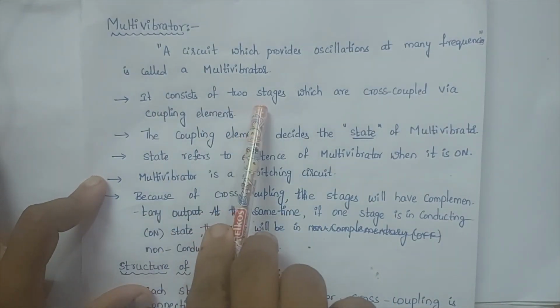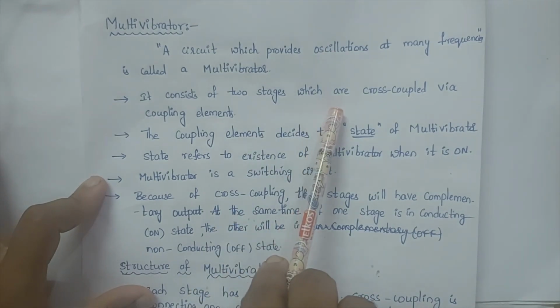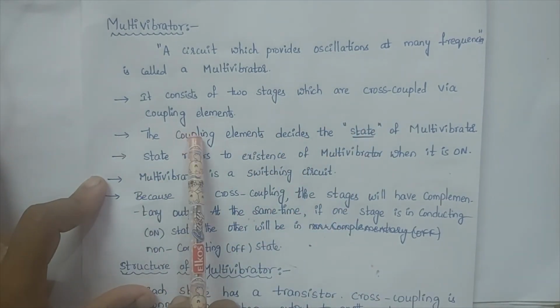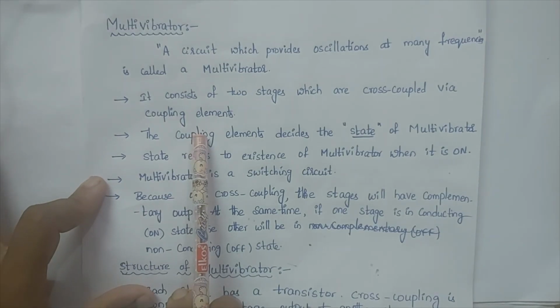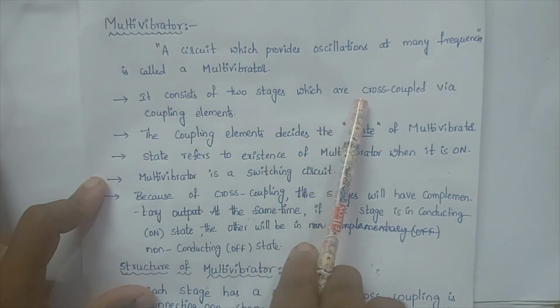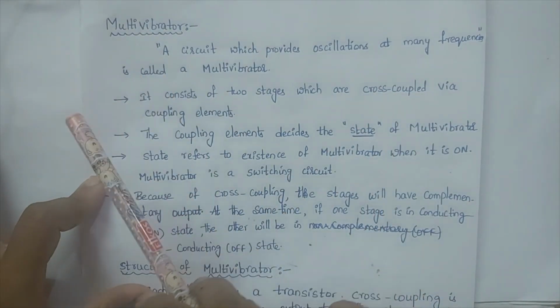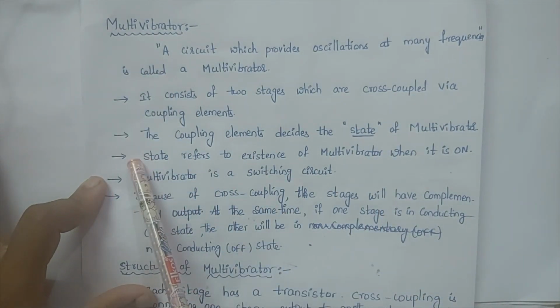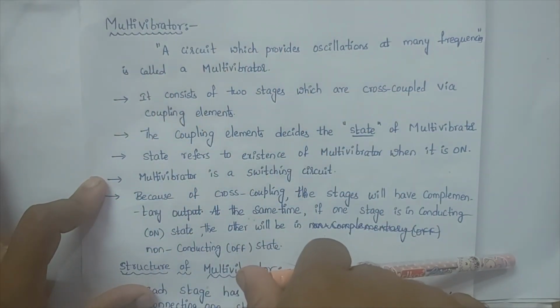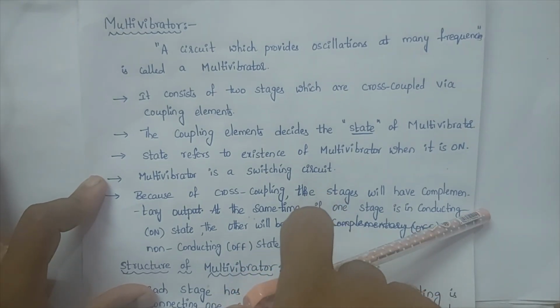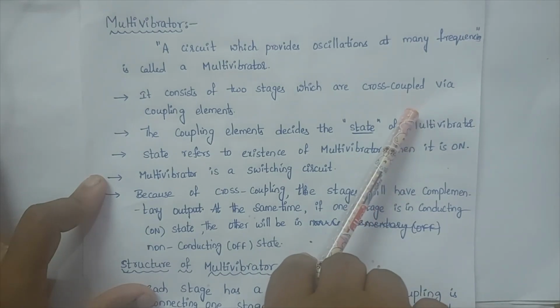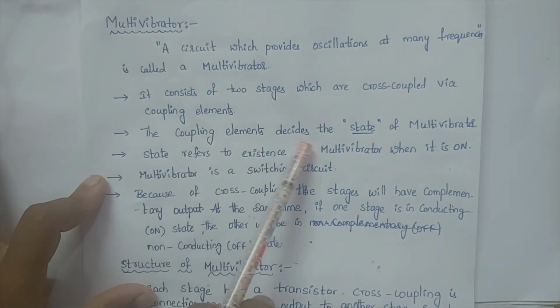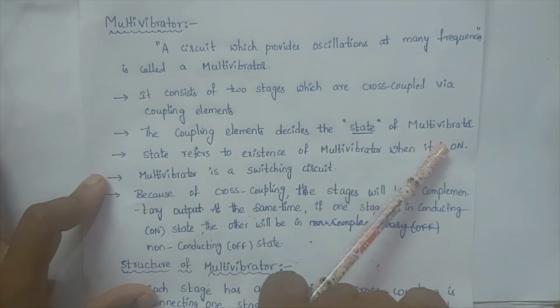It consists of two stages which are cross coupled via coupling elements. So in multivibrators there will be two stages which are cross coupled. Cross coupling means the output of stage 1 is connected to the input of stage 2, and the output of stage 2 is connected as input of stage 1. That is called cross coupling. So the coupling elements decide the state of the multivibrator.